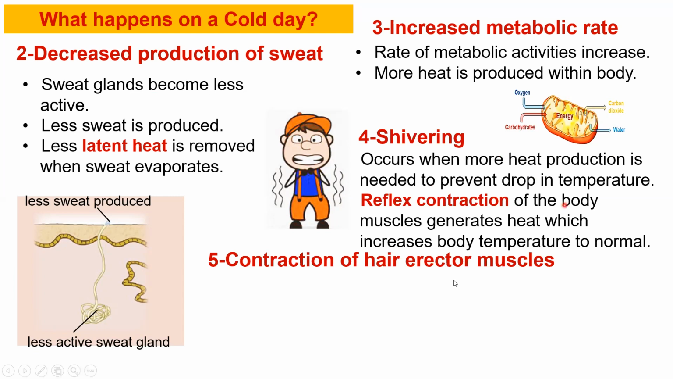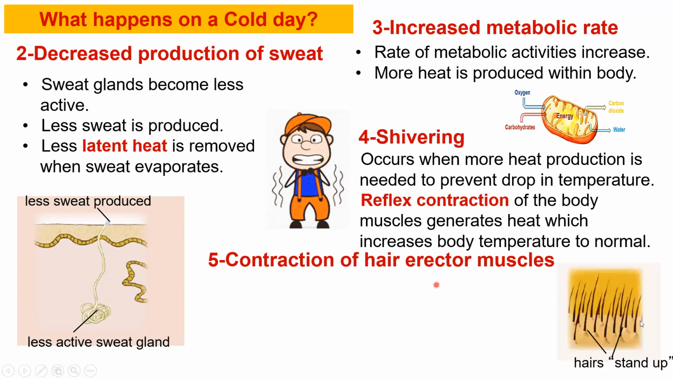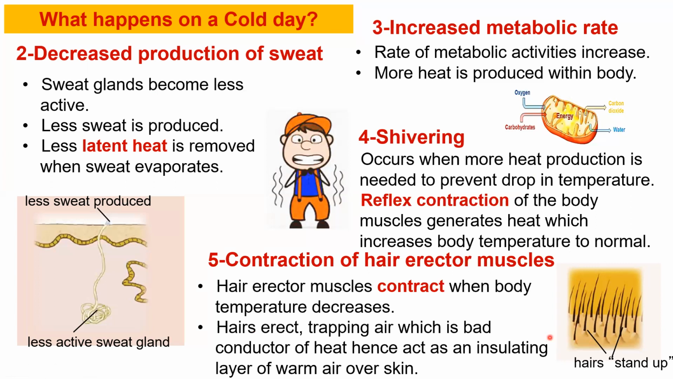Last is contraction of the hair erector muscle. When the hair erector muscles are going to contract, hair will be straightening or standing up like this. Goosebumps or goose pimples will be observed. And there you should be very much clear that whenever the hairs are erected in this form, they are going to trap the air between them, among them. इनके बीच में air trap हो जाएगी, between the hair, air is being trapped.